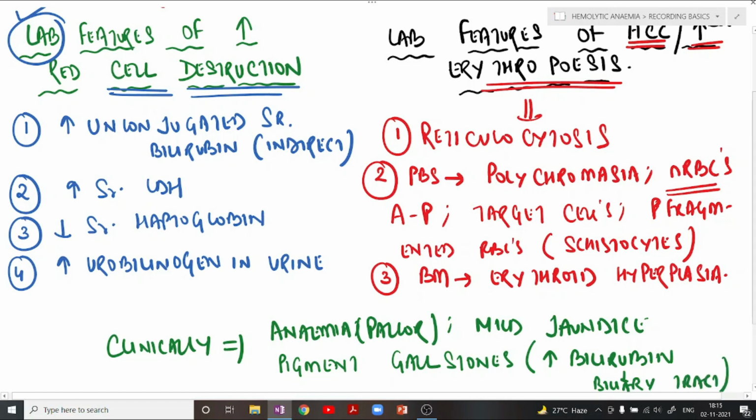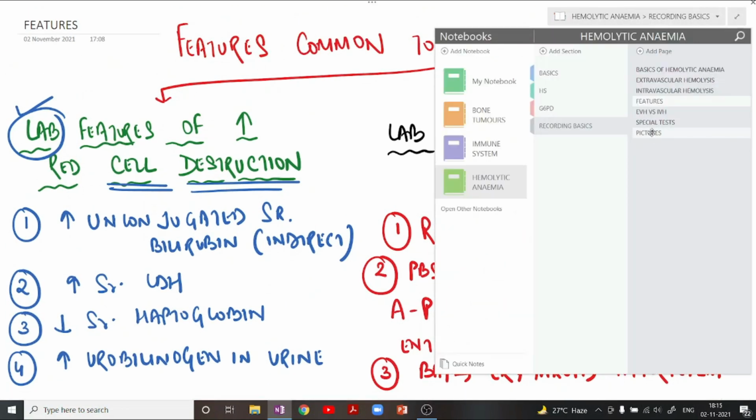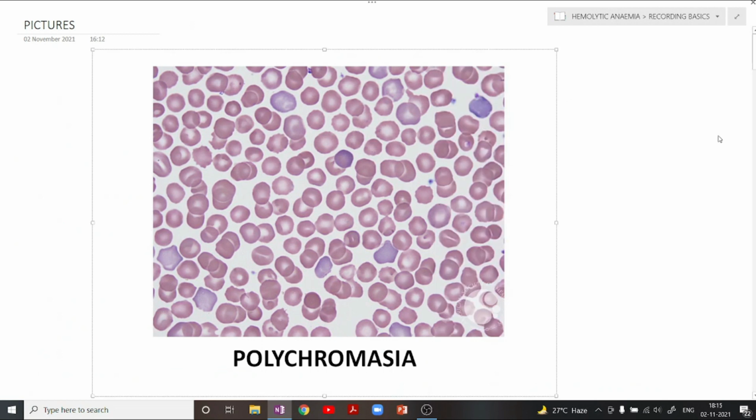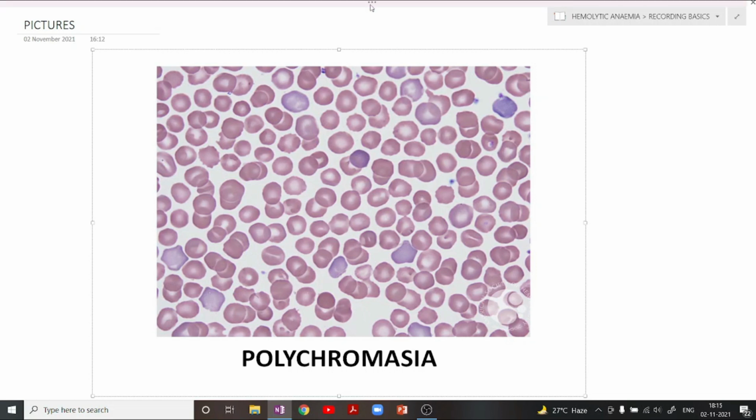As I promised you, I will now show different kinds of pictures. This is a very important part to understand, because in MBBS practicals, you will be given certain slides according to the latest guidelines of the NMC. You will be more practical based. Now, what does polychromasia mean? Multiple coloring. Let me give you a fair idea so you understand.